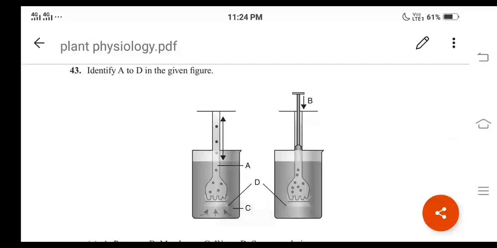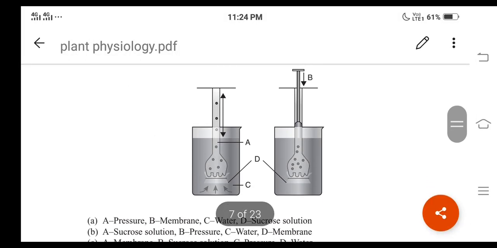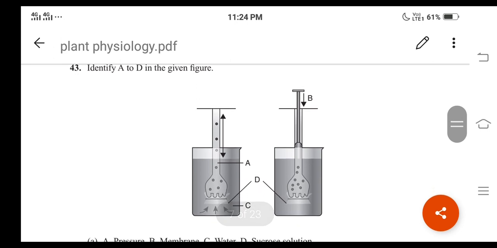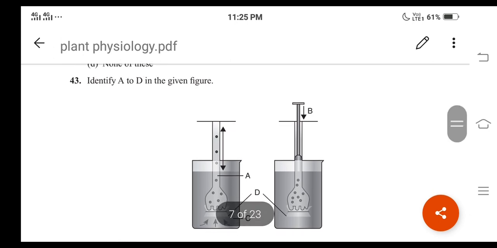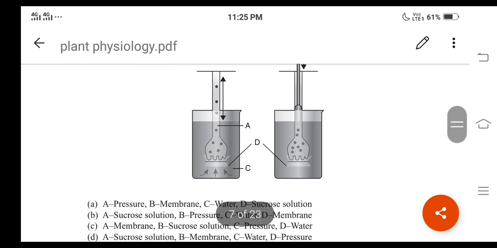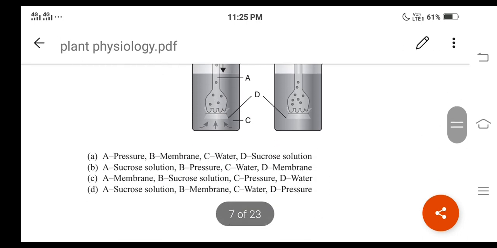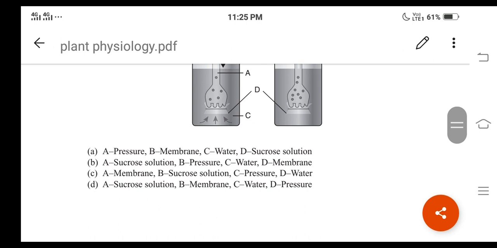And question number 43 is a diagram based question, and it is nothing but the demonstration of osmosis. We can call this a physical experiment to demonstrate osmosis. Based on this diagram, we are going to identify the labelings like A, B, C and D, and we can easily identify the labelings here. For question number 43, option B is the correct answer.